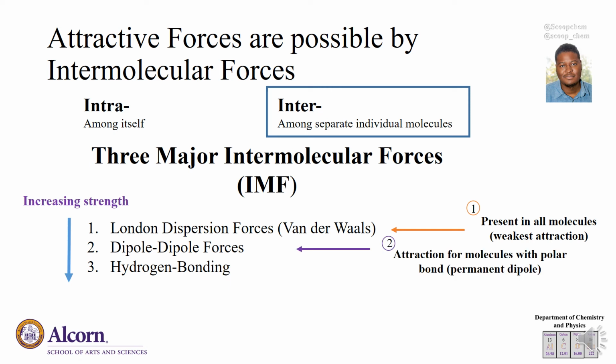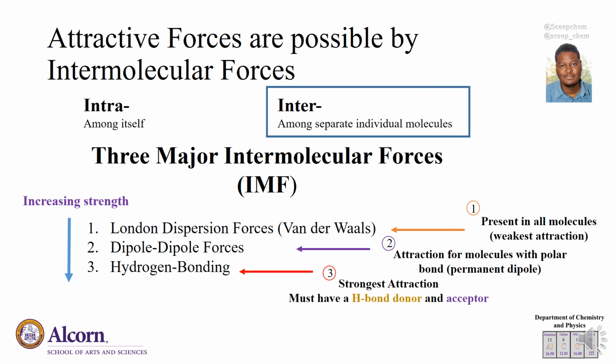The second attractive force, dipole-dipole, is only present in molecules with polar bonds or with permanent dipoles. Okay, so if we have a polar bond, you're going to have a dipole, and this will allow us to have these dipole-dipole interactions. And lastly, hydrogen bonding is one of the strongest attractive forces we can have.